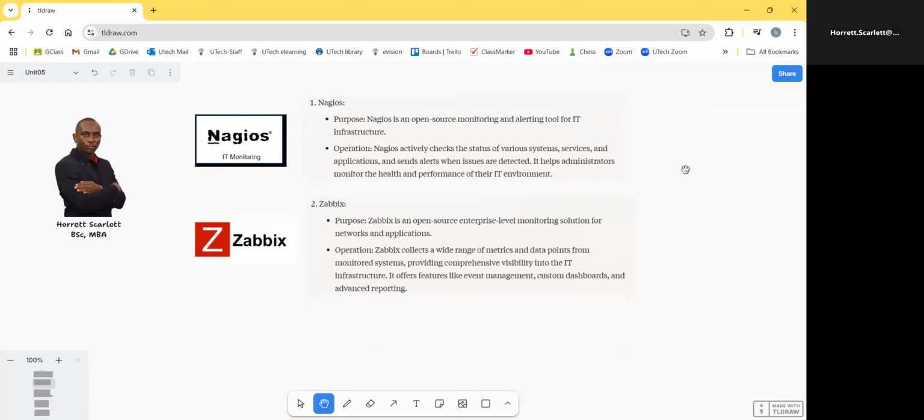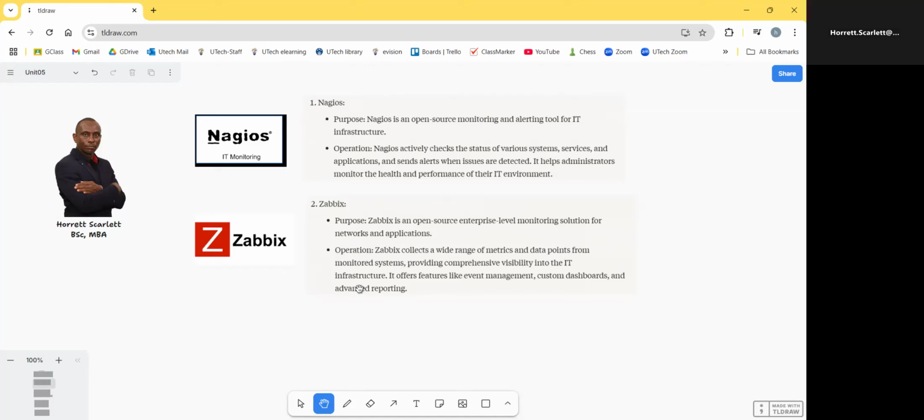So we're starting out with Nagios and Zabbix, and the important thing to note here is that they are both open source tools, which means that they are freely available. And they are essential for monitoring the IT infrastructure and also for providing alerts when things are going wrong.